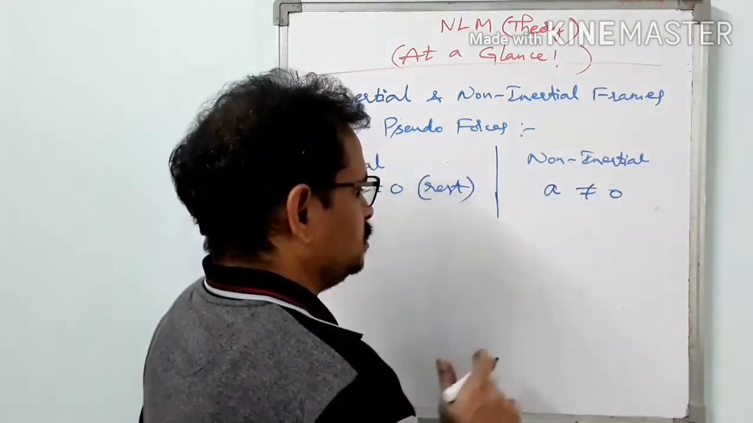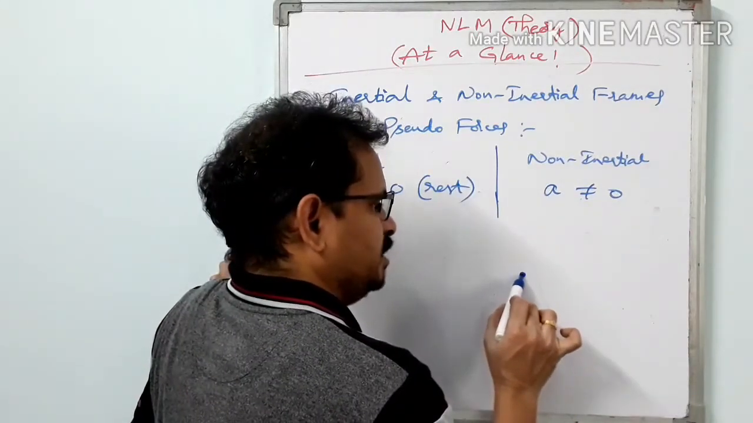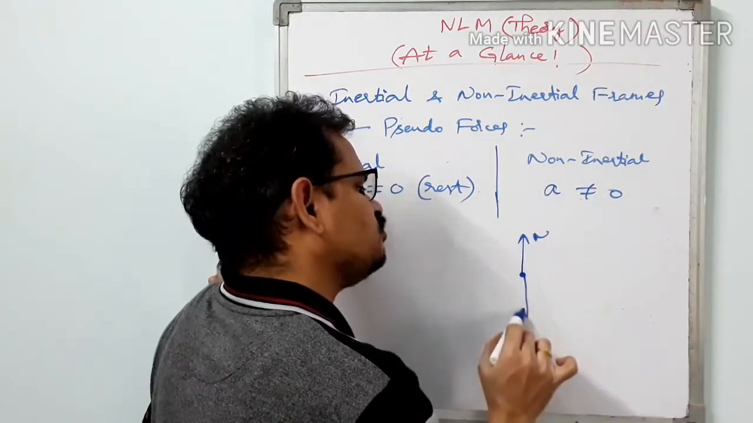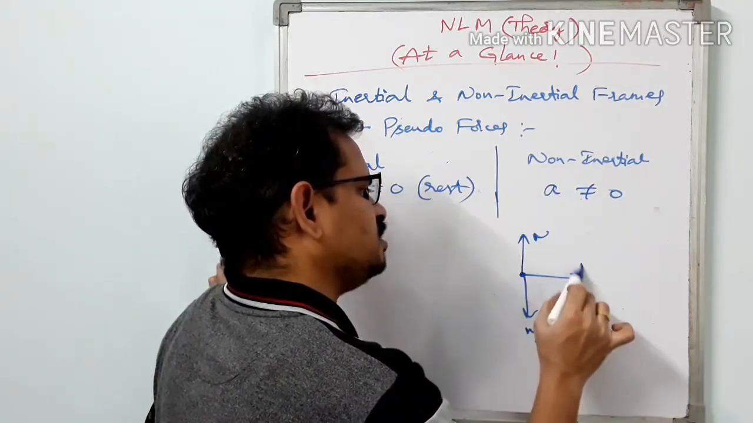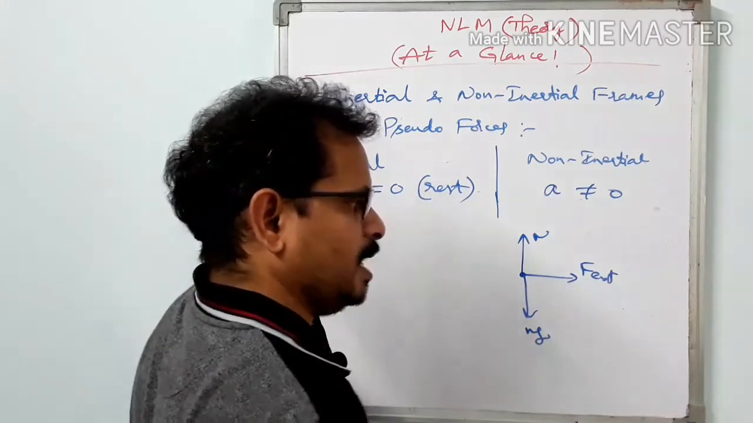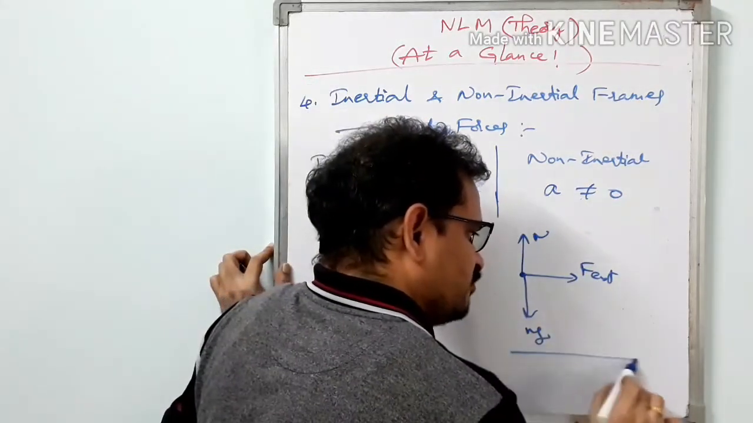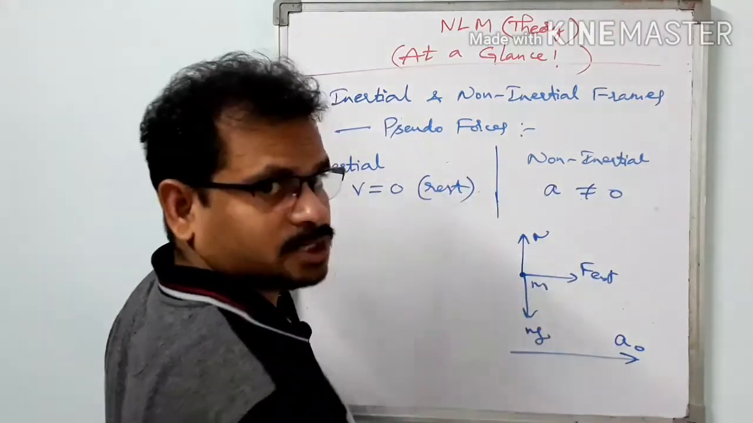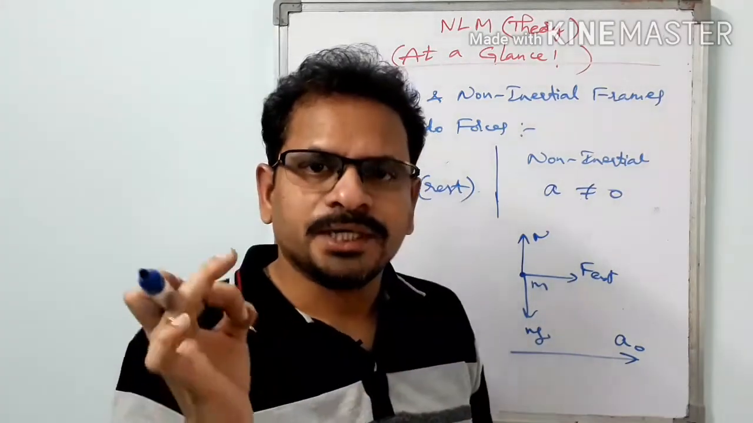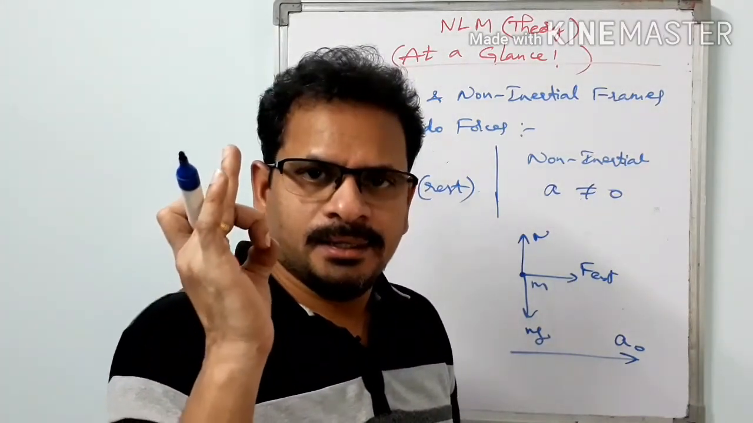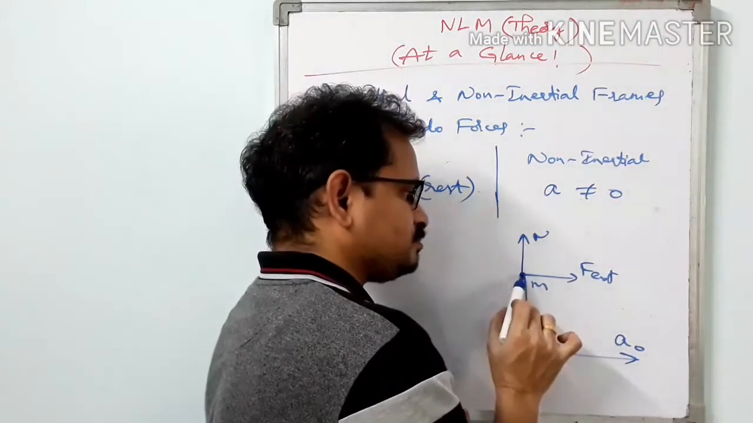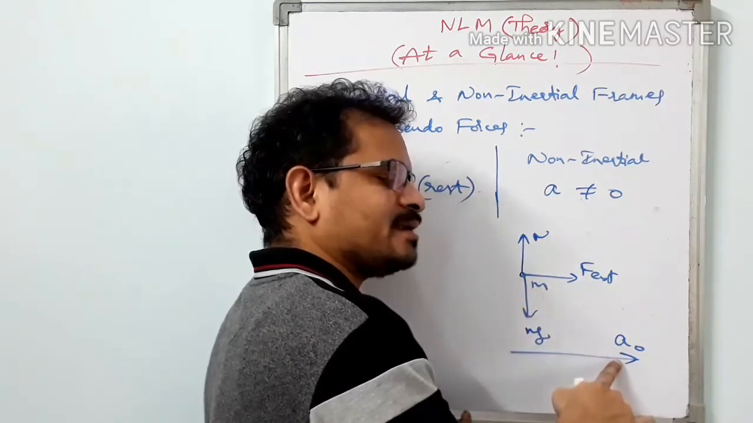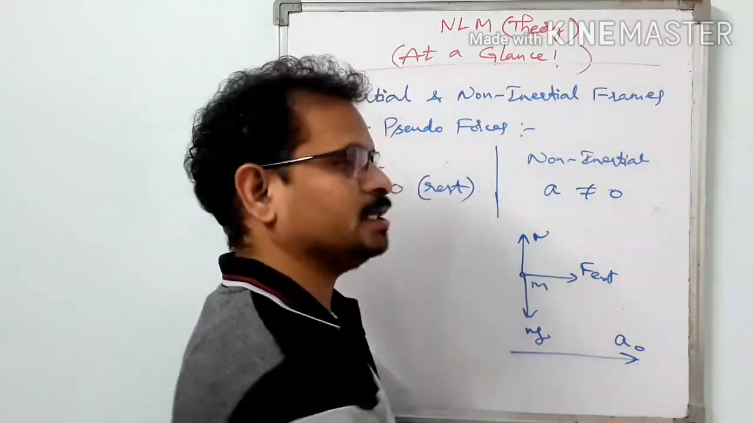In that case, we choose an FBD, we choose a system. We draw all the forces, for example normal reaction force, gravitational force, external force, all the forces. And suppose the frame of reference has acceleration a0 in this direction and the mass of the system is m. Then we draw an extra force on this mass. How much force? It is equal to the product of the mass and the acceleration of the non-inertial frame of reference. The force is ma0.